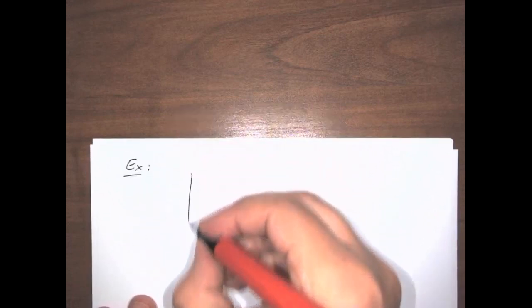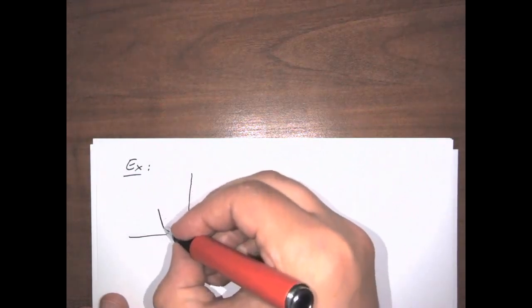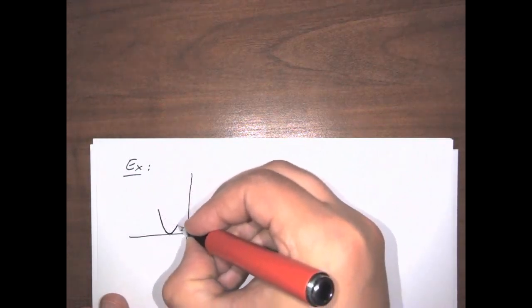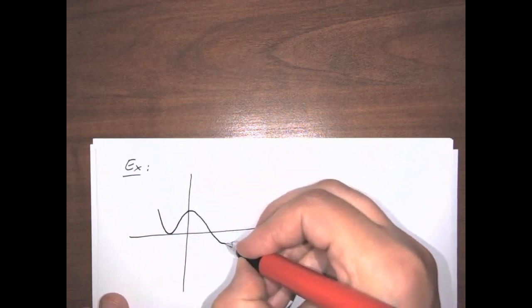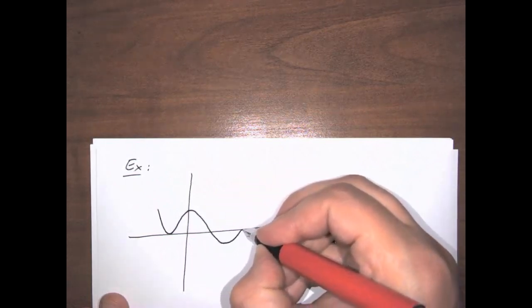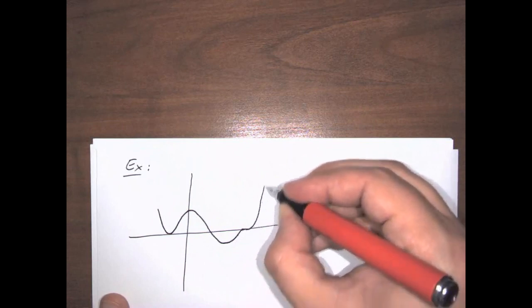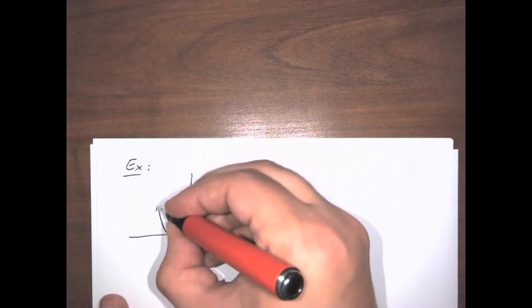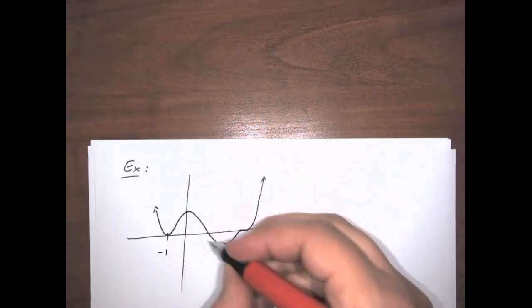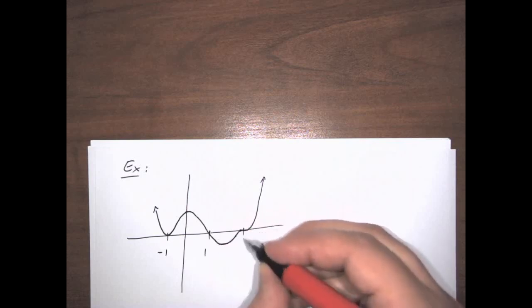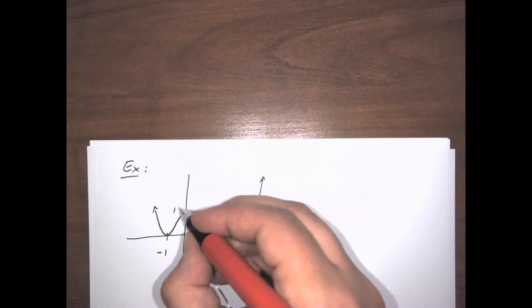Let's say we had a graph that looked like this. So it goes down, comes up, goes down, hits, and then goes up, like so. And let's say that the points in question here are -1, 1, 2, and let's say that this number here is 16.